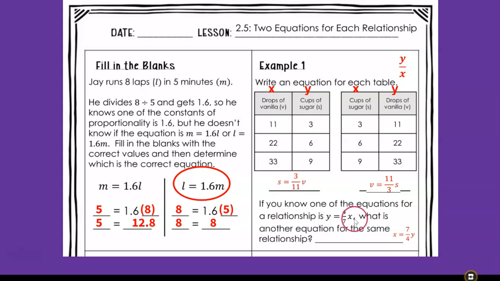But because I flipped that fraction around, or made the reciprocal of that fraction, I also have to take the x and y that are in the equation and switch them around too. They're going to trade places. So x is now on the left side of the equation, y is now on the right side. This is the second equation for this problem.